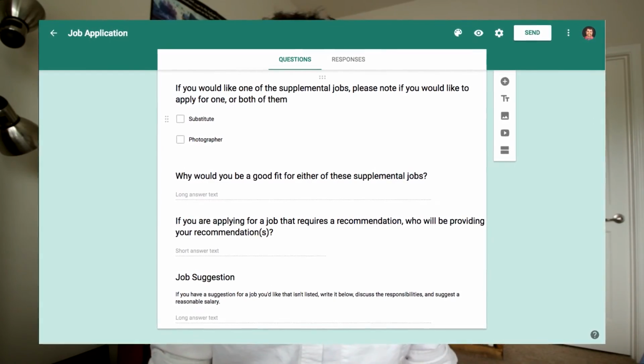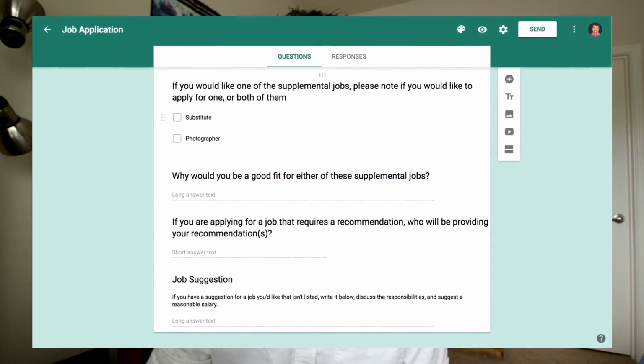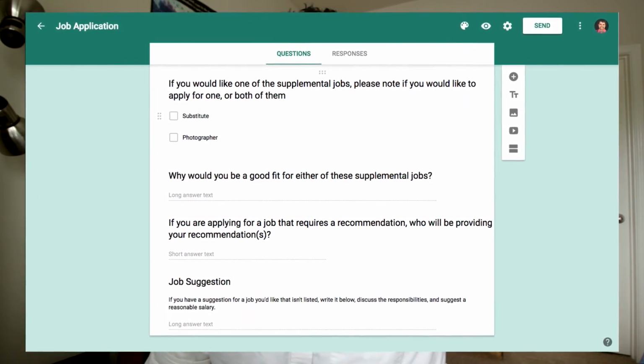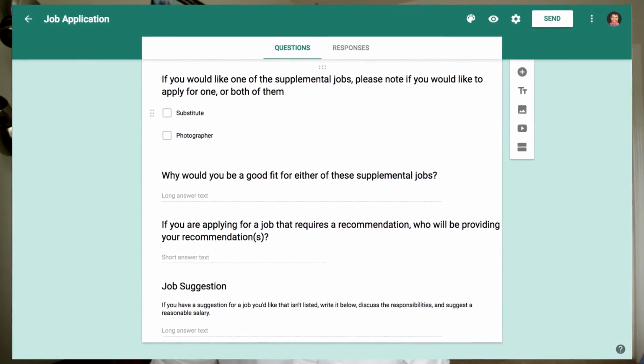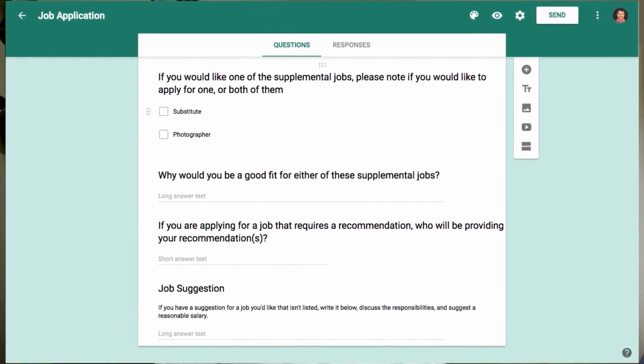I ask them if they're going to get a letter of recommendation, which they'll need for some of the jobs, who they're thinking about asking, and that's not so much for my benefit, but just to start getting them to think about that and write it down. I also ask if they have a suggestion for a class job. They can write about what the job would be and what the details of that job would entail, and they can also write down what they think an appropriate salary for that job is, based on the salaries they're seeing for the other jobs and how much work each of those jobs takes.